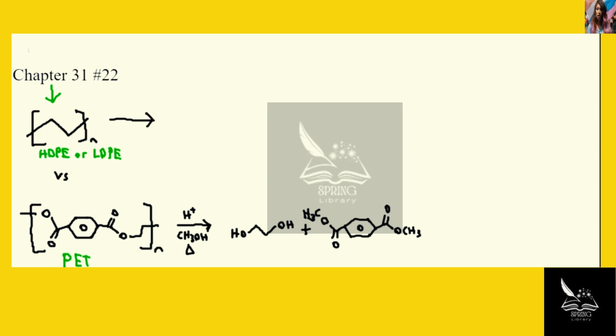So just for visual representation, I'll just draw that. Right, so there's no existing chemistry to easily reconvert HDPE or LDPE to its monomers, whereas with other types of plastics that are joined by carbonyl-based linkages, so esters, amides, things like that, we have handles to attack with chemistry to break these polymers back down into their monomers. And so that is the answer to Chapter 31, problem number 22.